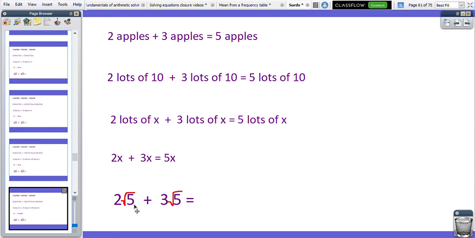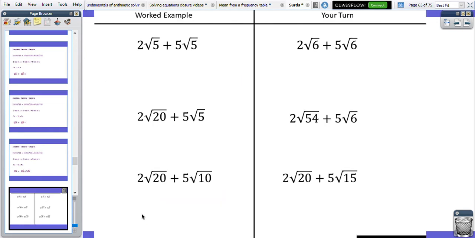So if I've got 2 lots of root 5 and I'm adding on 3 lots of root 5, altogether I have 5 lots of root 5. What we do is just add together those numbers in front of the surds, because you're effectively just counting how many of that surd you have. Let me show you exactly what this would look like in an exam. If I'm asked to add together these two terms and simplify, if I've got 2 lots of root 5 and I add on 5 lots of root 5, altogether I have 7 lots of root 5. It just kind of makes sense when you say it out loud. 2 lots of root 5 plus 5 lots of root 5 is 7 lots of root 5.